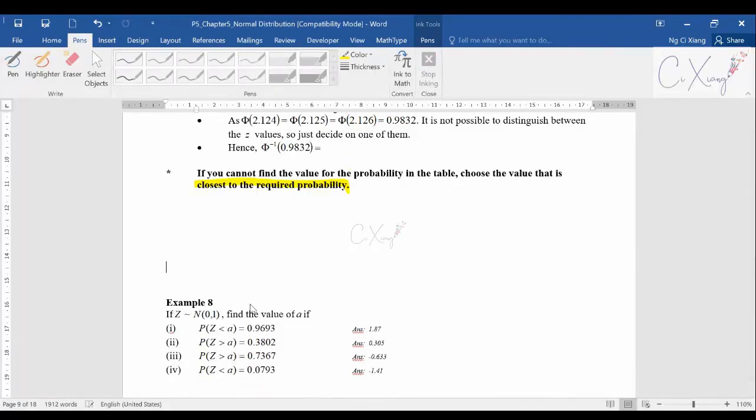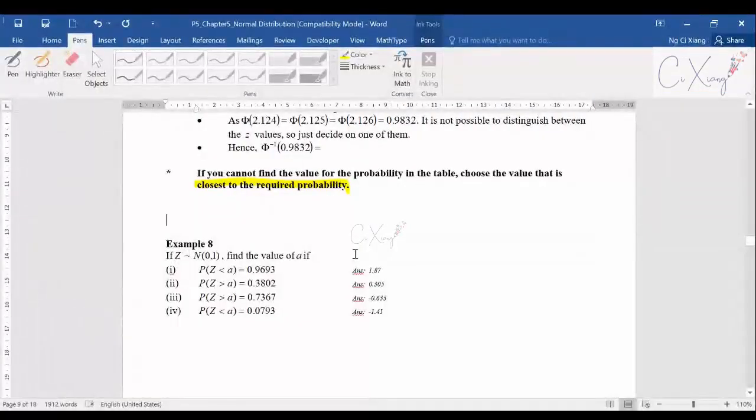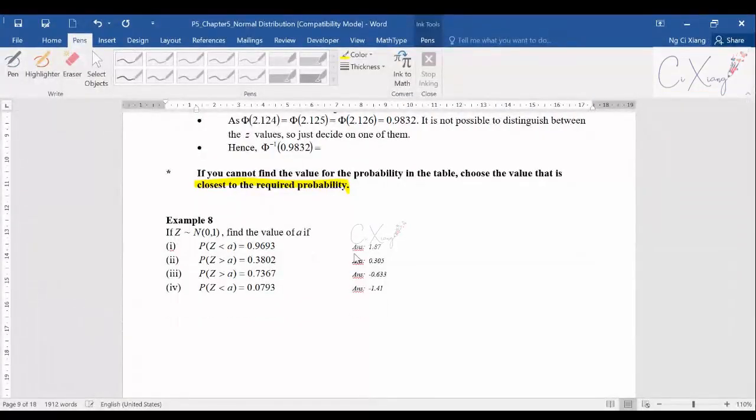Alright? Okay, so now your homework is you need to try example 8 for me first. No matter whether you want to use the method that you learned just now or in secondary school, up to you. But just make sure that after you apply the method that I teach you or the method that you learned before, you can get all the answers here.